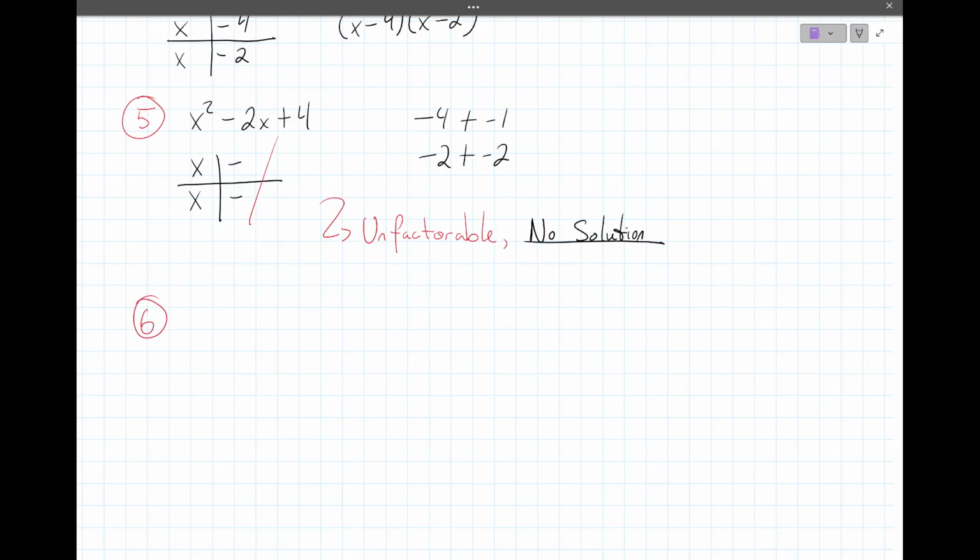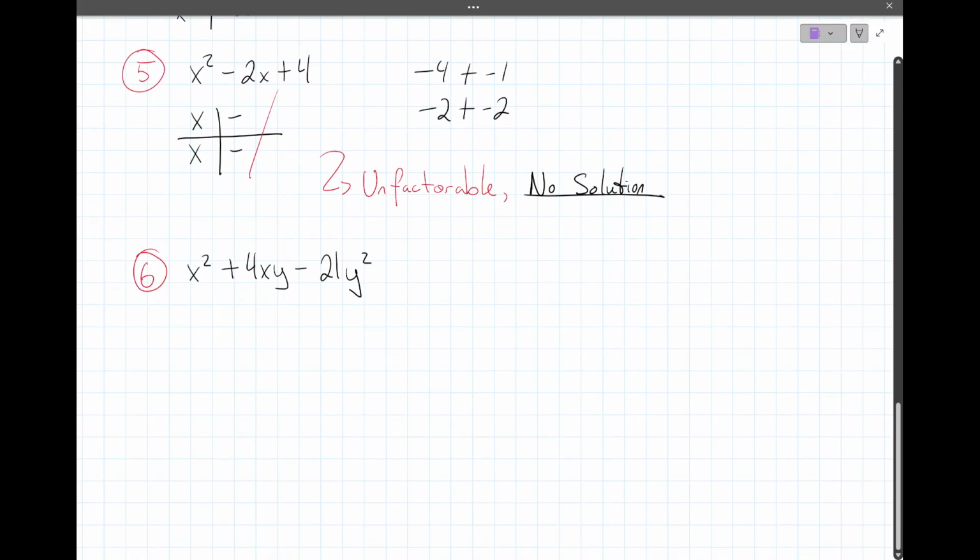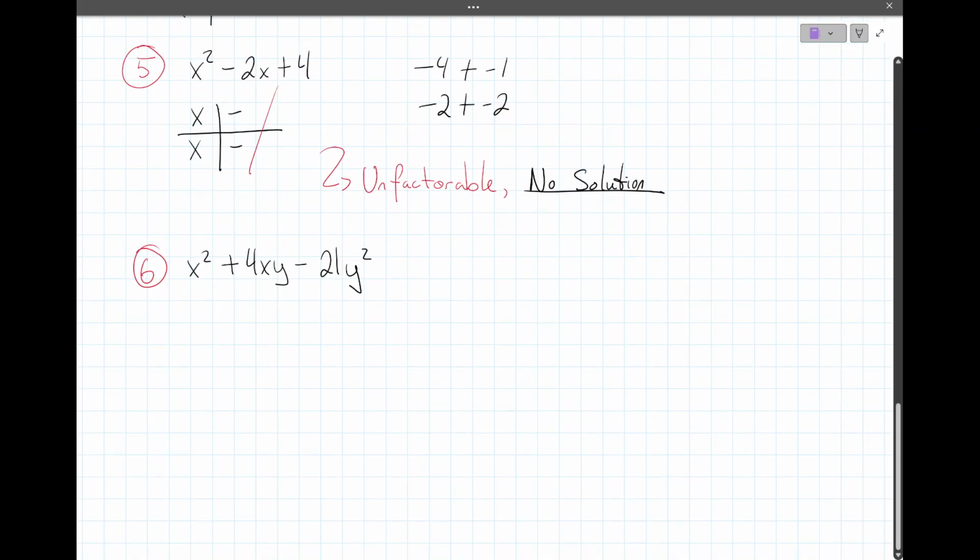So let's factor. What I'm doing is just going through the examples in your workbook. You can follow along in your workbook just as well and see the terminology that the workbook uses. They're very mathematically precise so that you can see what's going on there too. So I'm going to do x squared plus 4xy minus 21y squared.